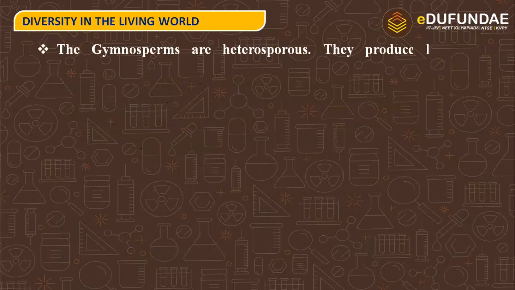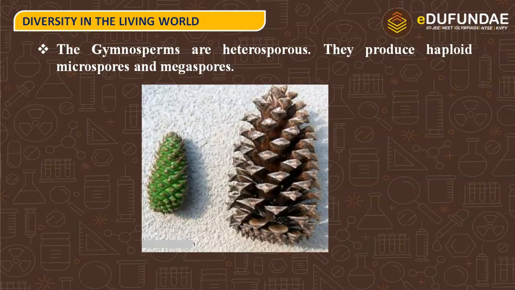The gymnosperms are heterosporous. They produce haploid microspores and megaspores. So first of all, their spores are haploid and they are heterosporous. That means the size of the spore will vary. So this is a microspore and here we have the megaspore. The microspore belongs to the male spores and the megaspore is the female one.